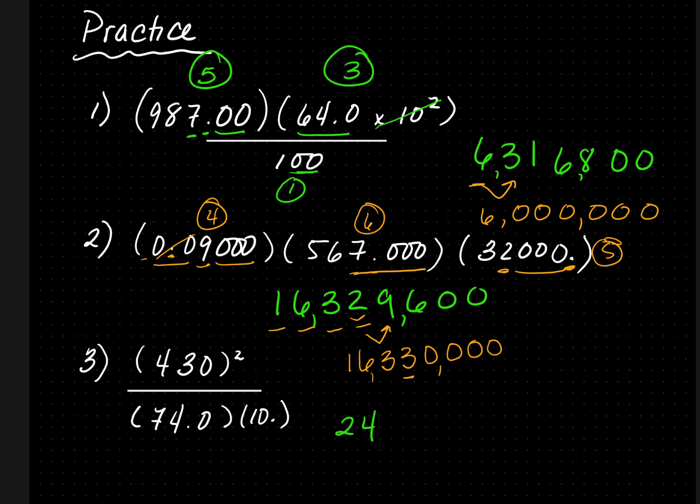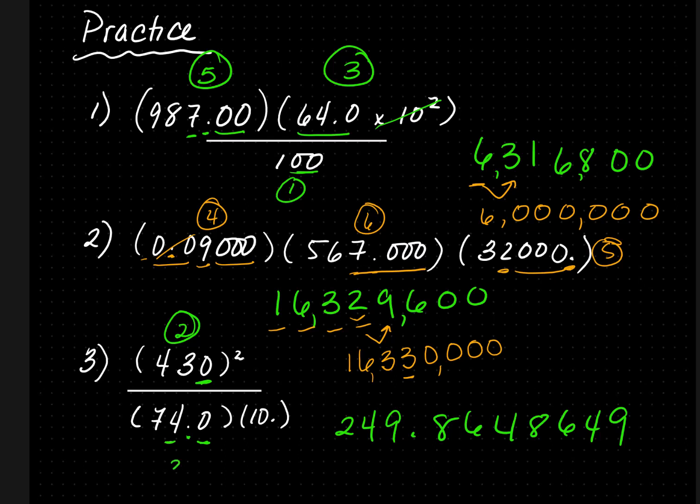If you calculated number 3 correctly, you should get approximately 249.864869. Now go back to the original problem and count the number of significant digits in each number. 430 has 2 sig figs. This 0 is a trailing 0. Why? There is no decimal present anywhere. On the bottom, this 0 is significant. Why? There's a decimal present and a significant digit in front.